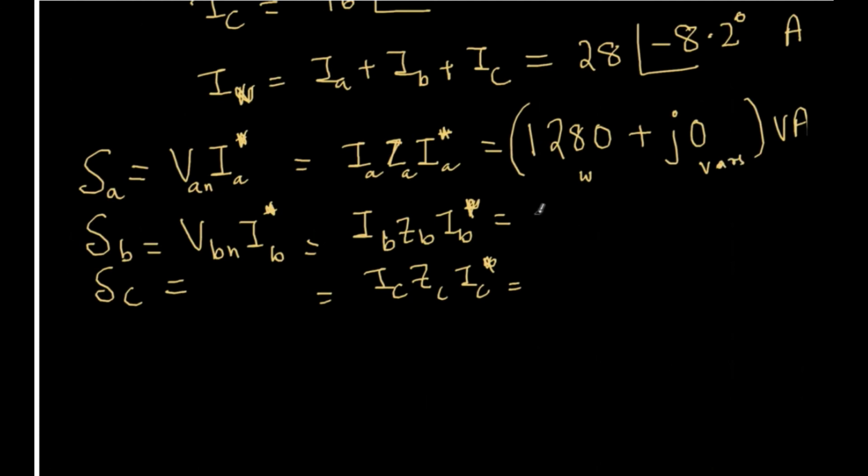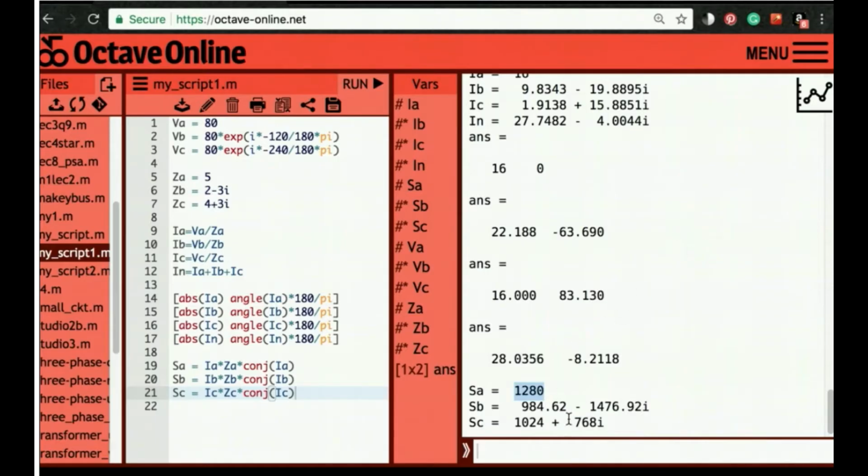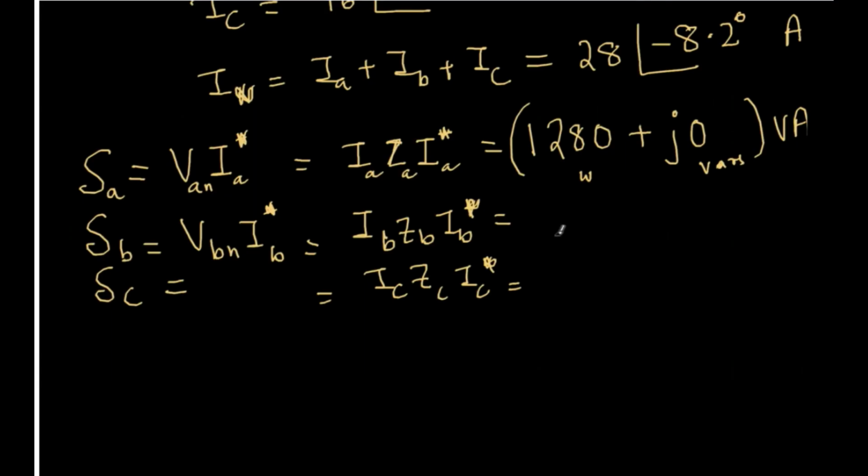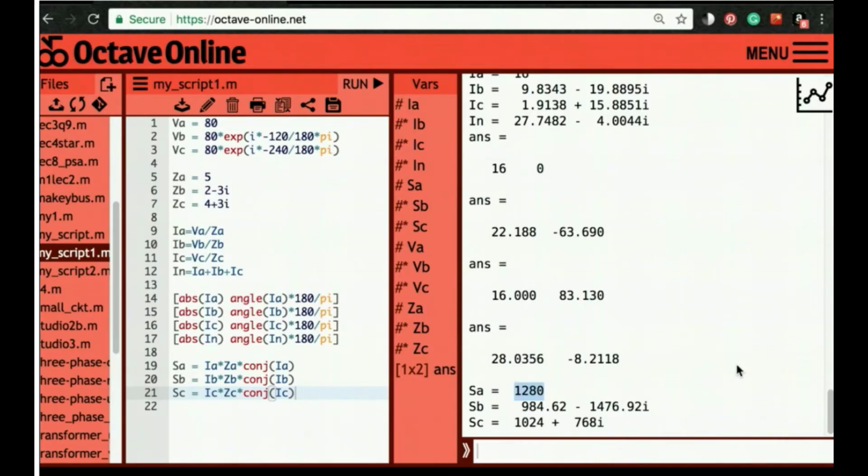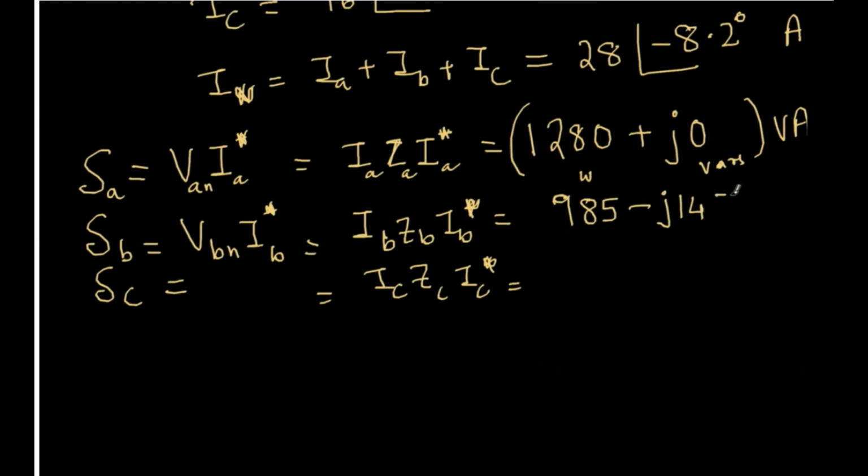Again, you might be aware of all that. So again, going back, 984.6. So I'll just round off to 985 and this is 1477. Minus sign is important. 985 minus J1477 volt amperes.